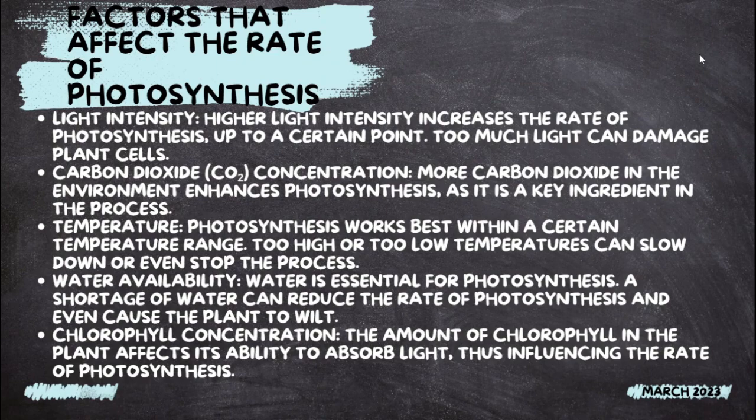CO2 is also very important. Temperature is also very important, because if the temperature is too low, the plant can't carry out photosynthesis, and if it's too high, the plant still can't carry out much photosynthesis. If there is not enough water, the plant will struggle to carry out photosynthesis, and you can see the plant start wilting. Then you have chlorophyll concentration: the amount of chlorophyll in a plant affects its ability to absorb light, and that influences the rate of photosynthesis.